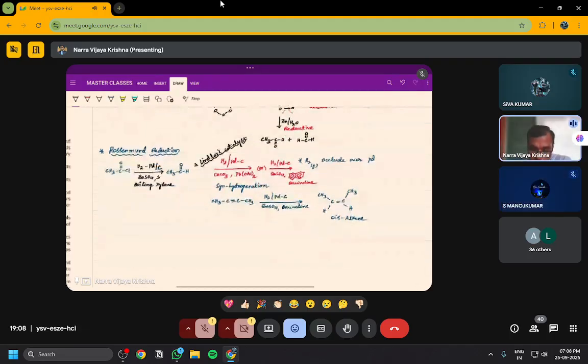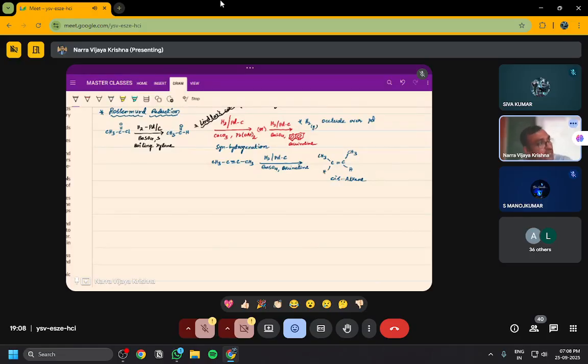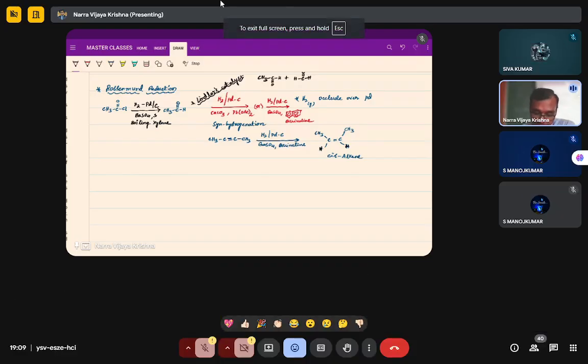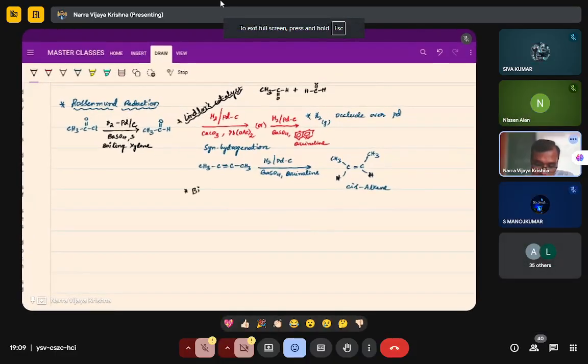Sir, here you have done syn hydrogenation. Yes. If I want to do anti-hydrogenation, what do you mean by anti-hydrogenation? Here both hydrogens are added on the same side. Instead, if I want to add hydrogen one below, one above, then I have to go for Birch reduction. Here also I will go for non-terminal alkynes. It should be a non-terminal alkyne, meaning a triple bond should not be present at any end.